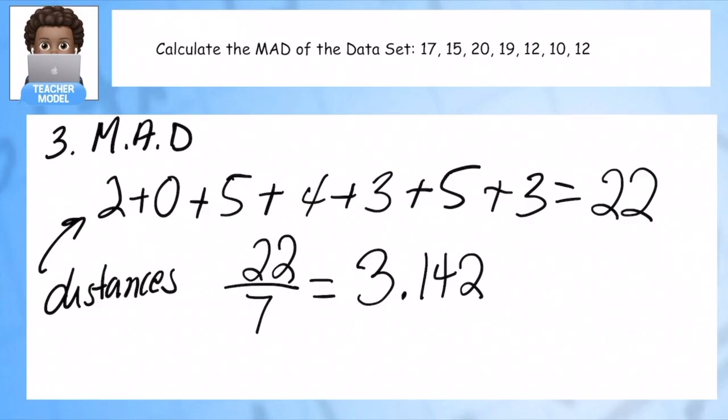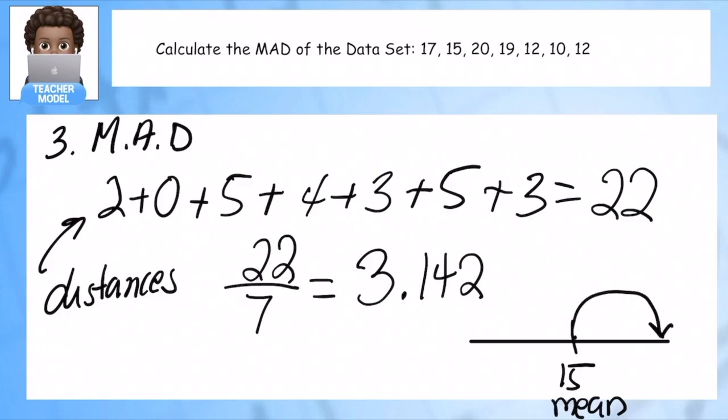So just for some context, if this is my number line, and this is our mean, this number is telling us that our points are an average of about 3 away in both directions. So our numbers are pretty close together. It's not a lot of variability since 3 is not a large number. And that's it for our second model.